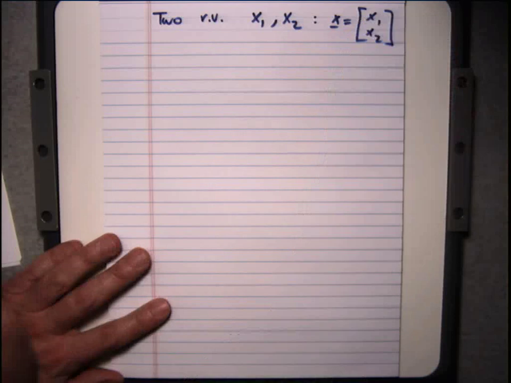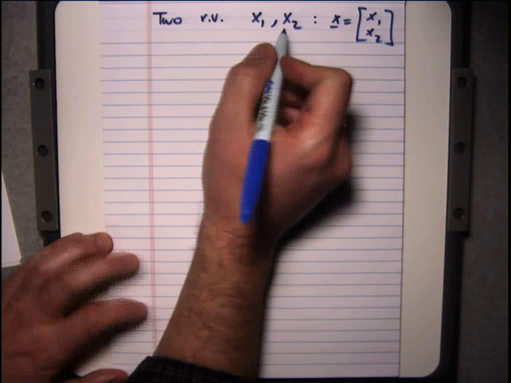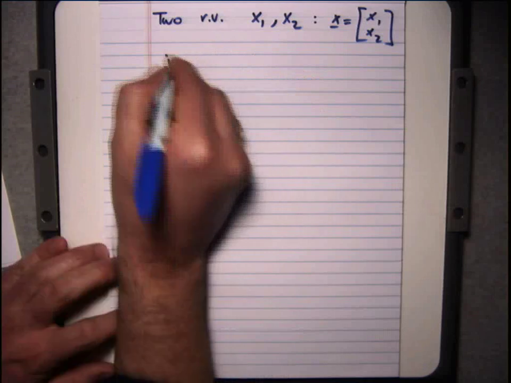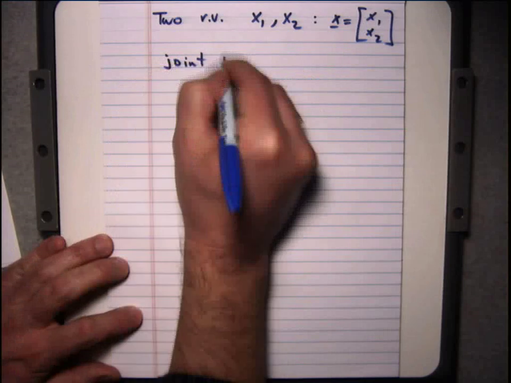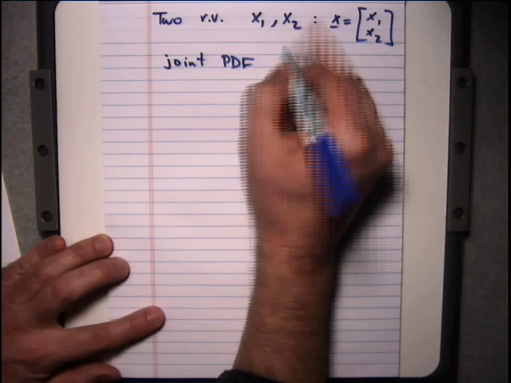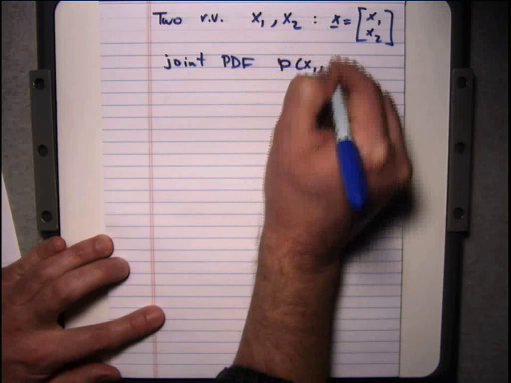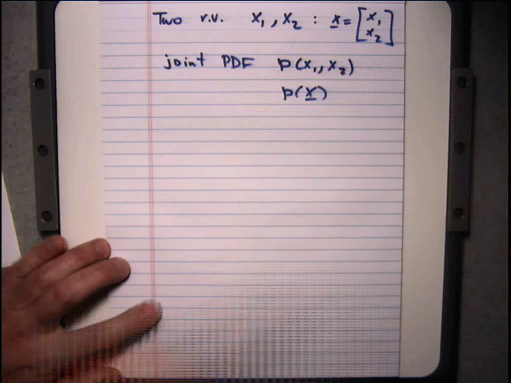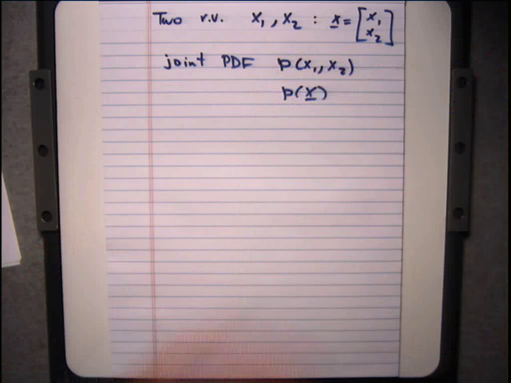Okay. Now, when we have two random variables, if we want to describe their probability density, we have to describe their probability density at the same time. Okay. So this is what we call the joint PDF between these two, and that's P of x1 and x2. We can also write this as P of x like this to denote that it is the joint probability density function between these two.